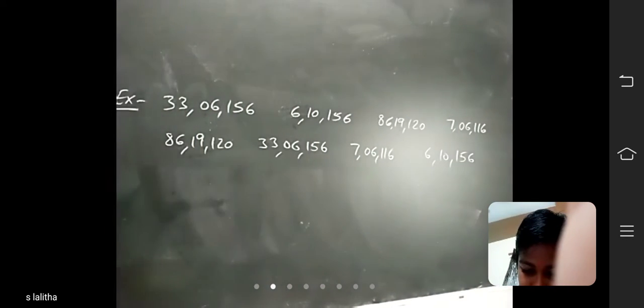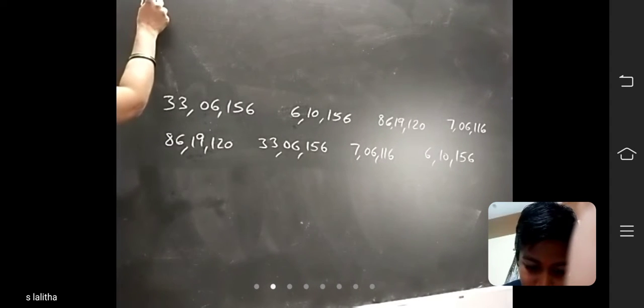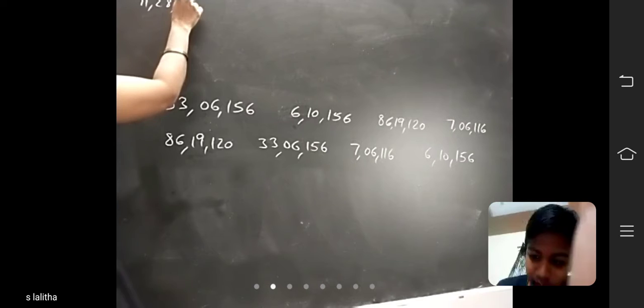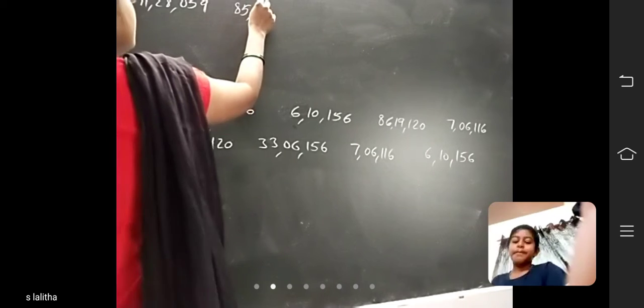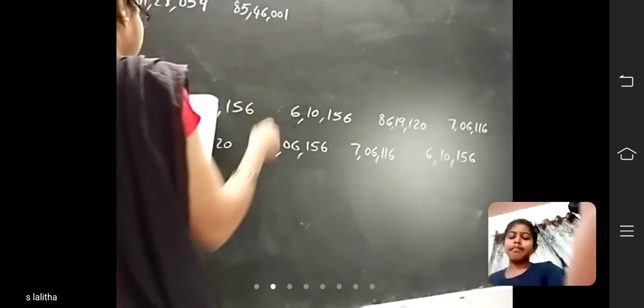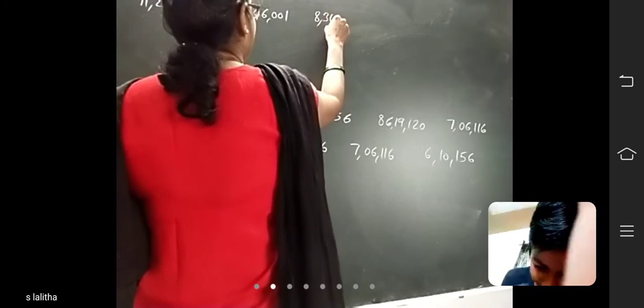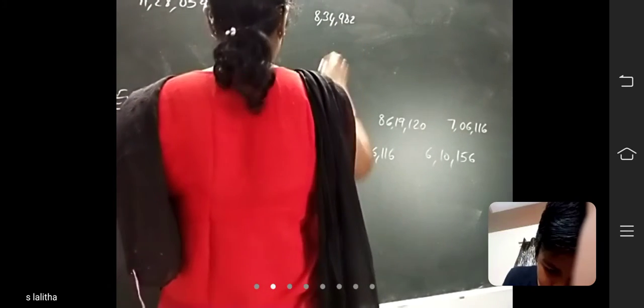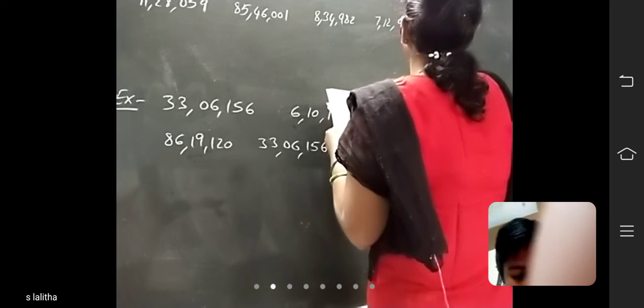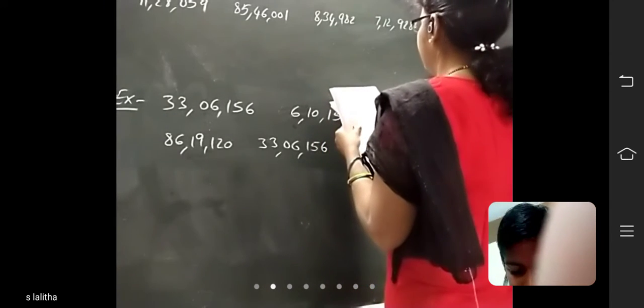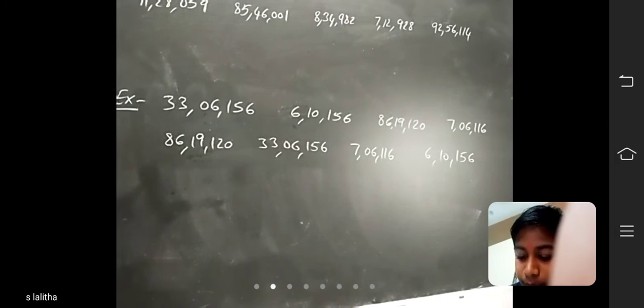So what are the numbers given here, children? 71 lakhs 28,059. Next one, 85 lakhs 46,001. Next, 8 lakhs 34,982. 7 lakhs 12,928. 92 lakhs 56,140 given. Now you have to arrange the numbers in ascending order and descending order.